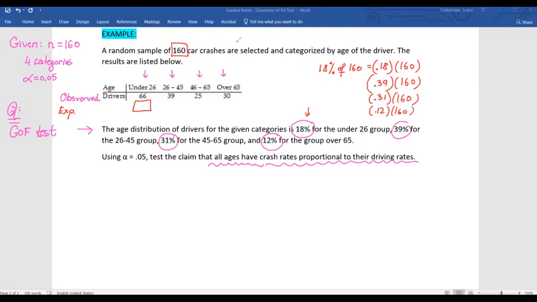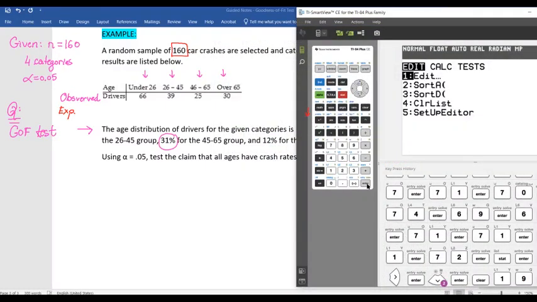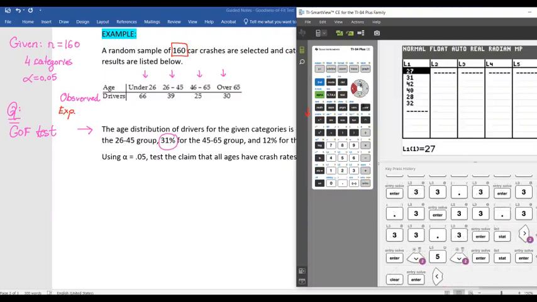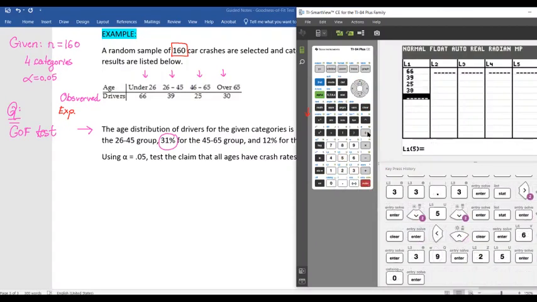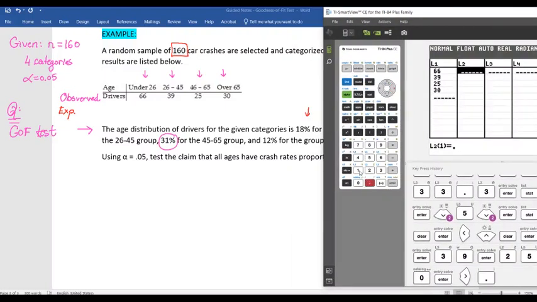Okay, let's do that using the calculator, because anyway, we will be doing the chi-square GOF using the calculator. So here is the calculator. The first thing we do, we go to edit. Make sure you clear your lists, make room for the new values. And in list 1, we put the numbers 66, 39, 25, 30. In the second list, we have to put what's expected. Now keep in mind what's expected is given in terms of percentages. Do not put percentages in. You have to convert that to the actual numbers. So I will simply say 0.18 times 160 and hit enter.